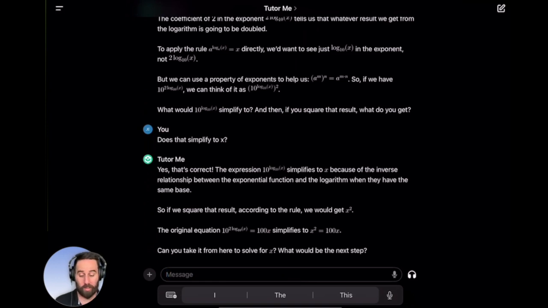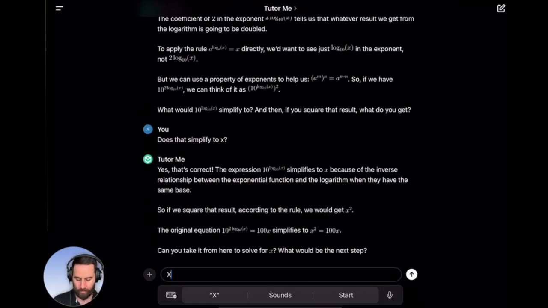So if we square that result, it's not 2x. We squared it, so it has to be x squared. So it's 2 times whatever it is, squared, or it's a square of whatever is inside. That's interesting. So then it's x squared equals 100x. Boom, that's easy to do. We subtract 100x from each side, and we get x squared minus 100x equals 0. x equals 100 or x equals 0. Perfect.